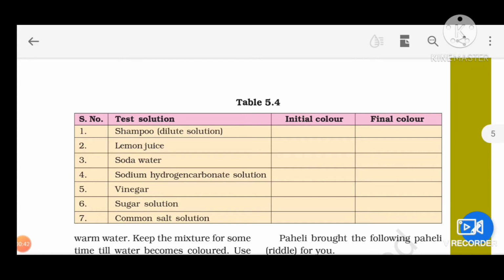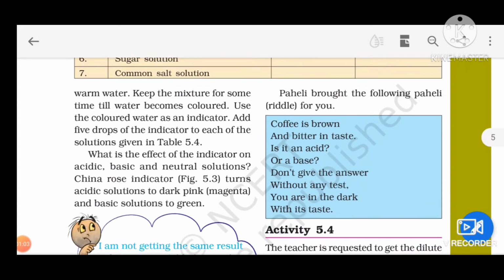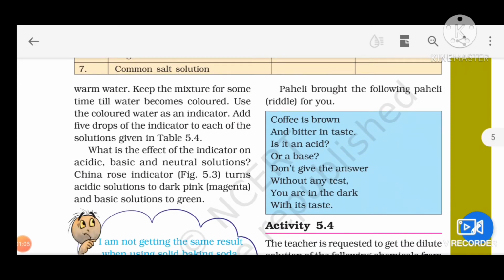In the initial color, before the change of color, how its color was, that we have to note down. And after treating it with the indicator, what the color changes to has to be noted down in the final color. Then you will come to know which is acidic and which is basic. So this is about acids and bases in detail, what you are studying in this chapter.